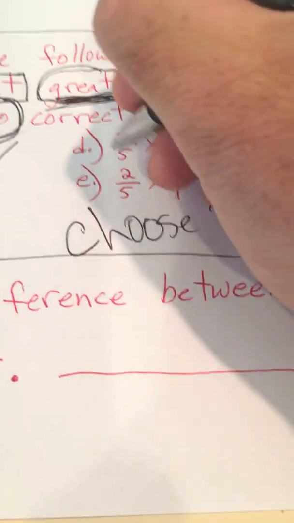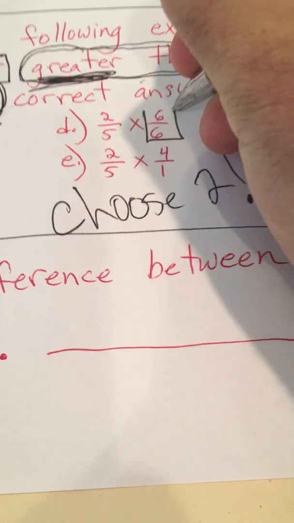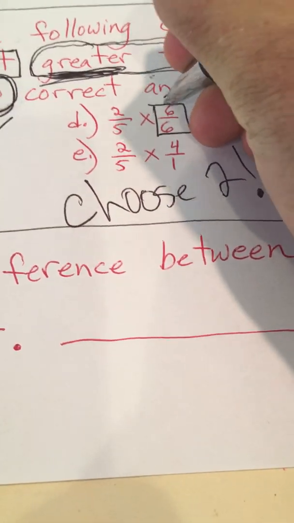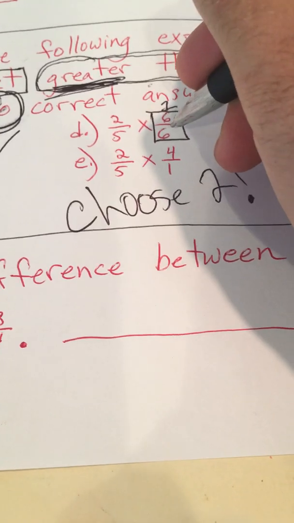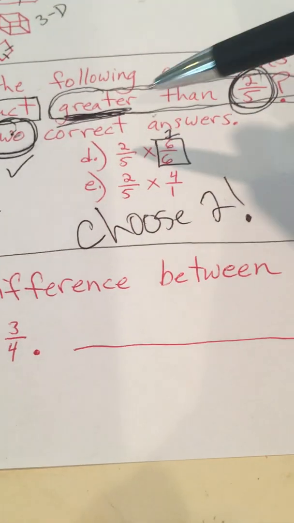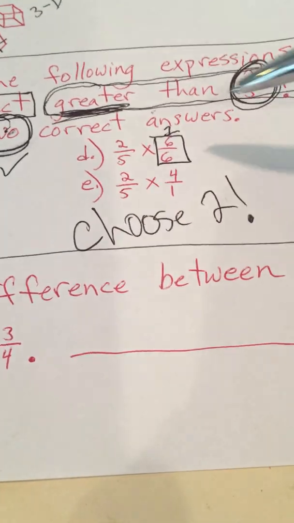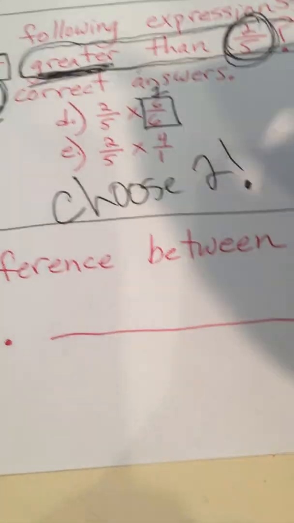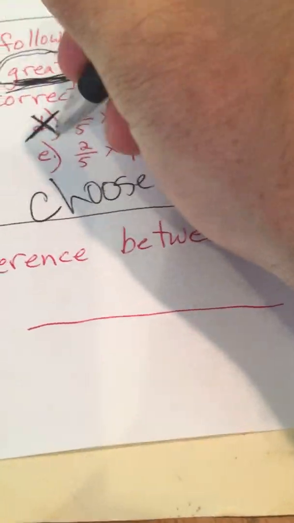Now let's go to D. 2/5 times 6/6. 6/6 is equal to 1. So if you do 2/5 times 1, it still is equal to 2/5. So it's not greater than 2/5, it's equal to 2/5. 2/5 times 1 is still going to be 2/5. So that's not greater than.